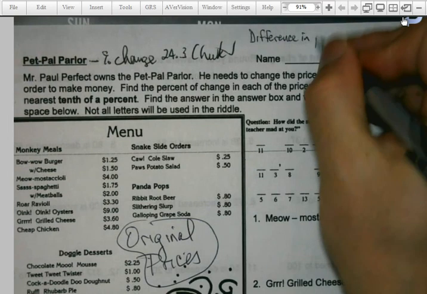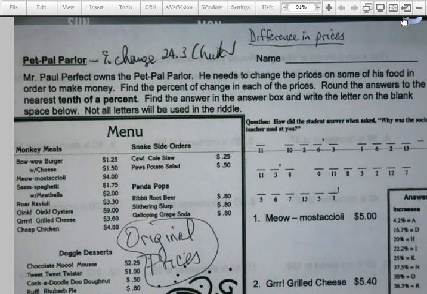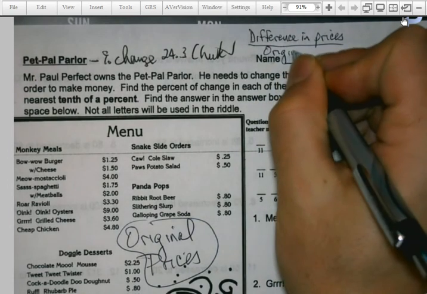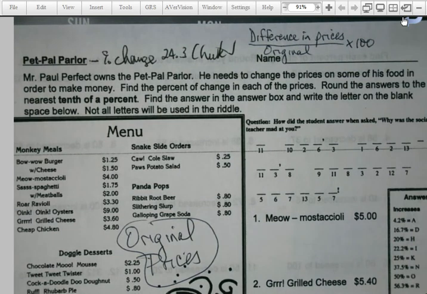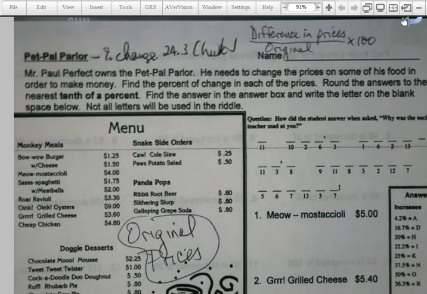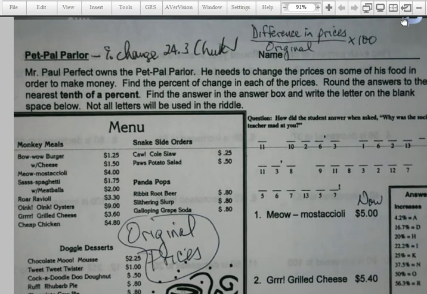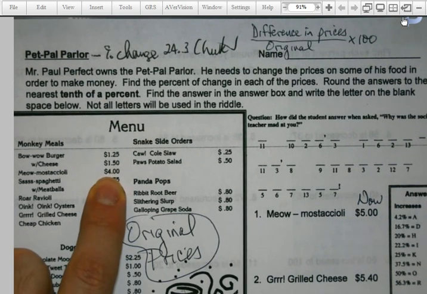So the difference in prices divided by the original, and it's still times 100. So for instance, let's say I'm doing number 1. Meow Mastacholi now costs $5. Before, if I go to look it up, it used to cost $4.